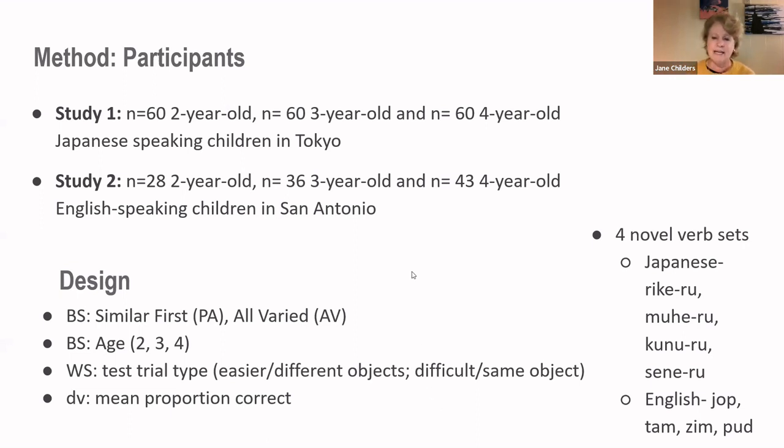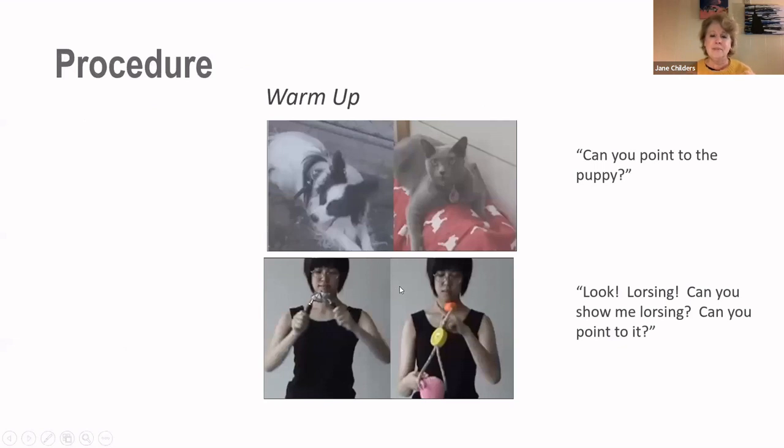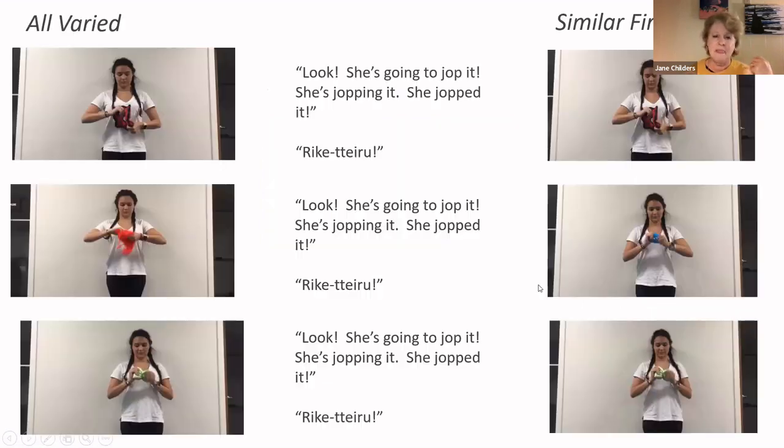And here are the Japanese verbs we used. And so here's the warm up, and they get to practice pointing. Mitsumi also designed this cool learning or warm up phase where they actually hear a novel verb, and they get to then practice pointing to that same event again, just to kind of learn the game. And then here are our trials. And she talked about this earlier this year, so you've already seen this stimuli.